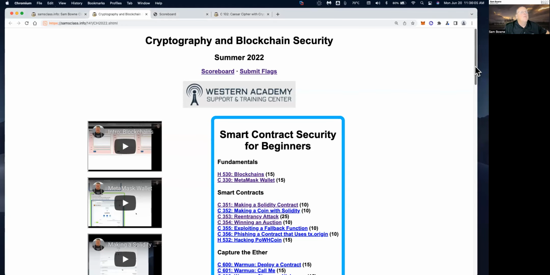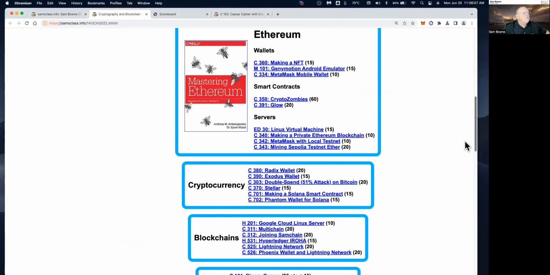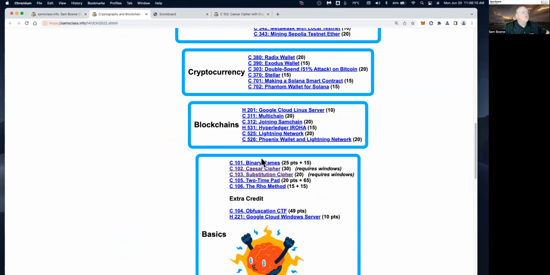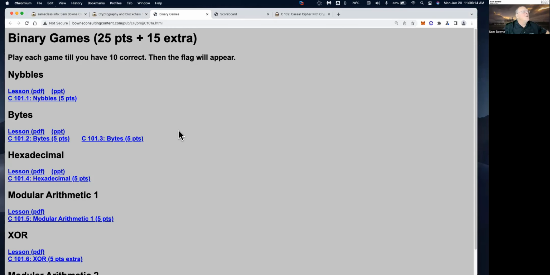Let me show you one more, which is again quite independent of these other ones. If your people don't know binary, I wrote some binary games here. They can practice them here. It runs in your browser.